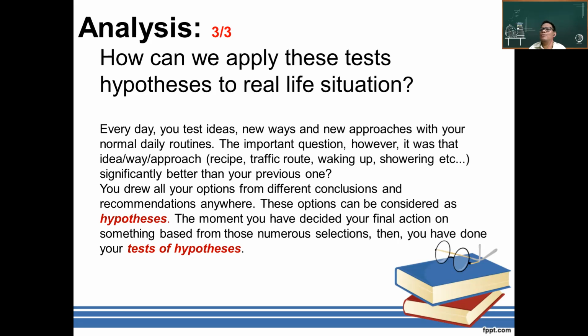Then you will ask the people, what is the best recipe? Then after that one, that is test of hypothesis. Traffic routes. For example, from your home to your school, you are riding a car or a bicycle and you find another route there without traffic or with a smoother road. Then you test road 1 and road 2.